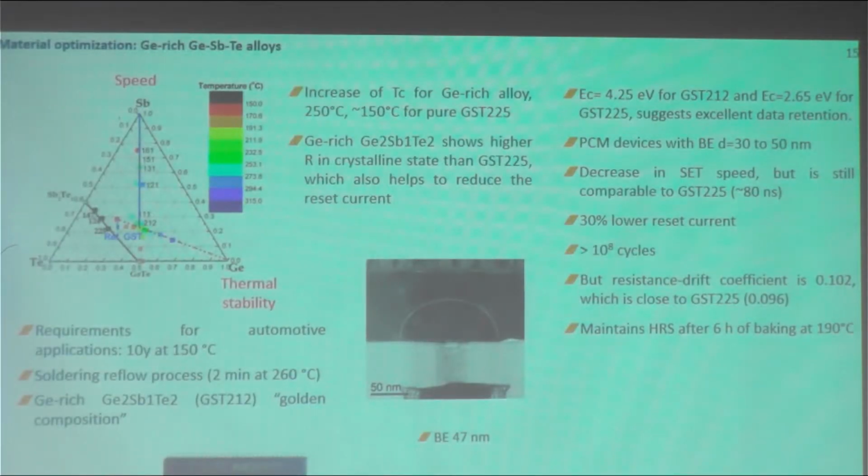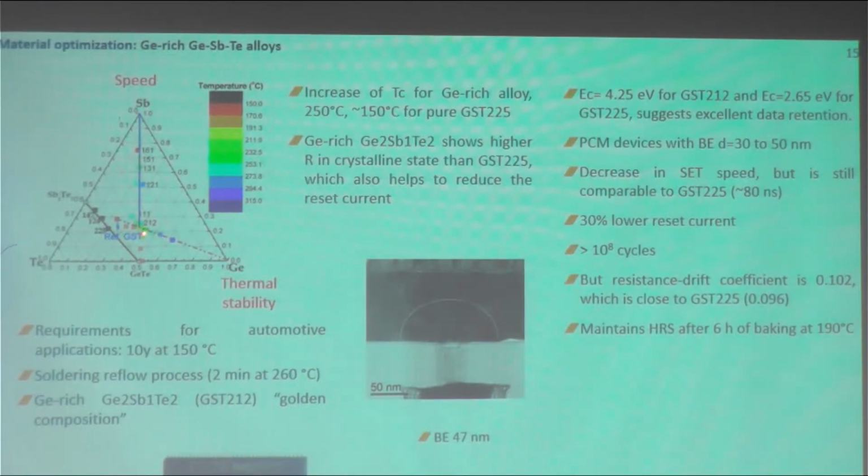So now, one more interesting material: germanium-rich GST. Why was this material tested? Because germanium-rich materials can improve the overall thermal stability of this GST alloy. The germanium-rich phases are located in this part of the tellurium-antimony-germanium diagram.